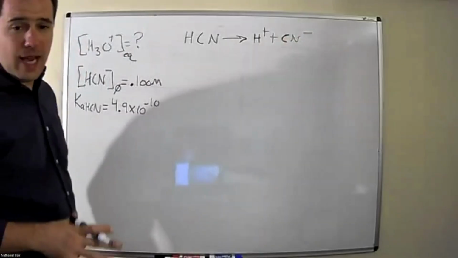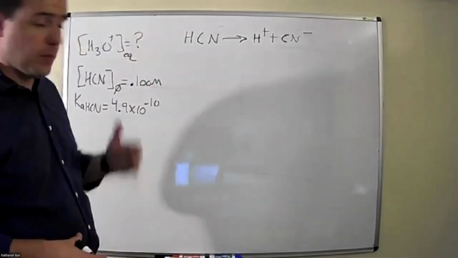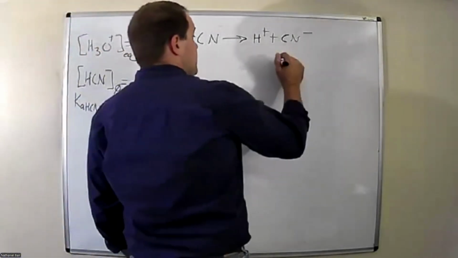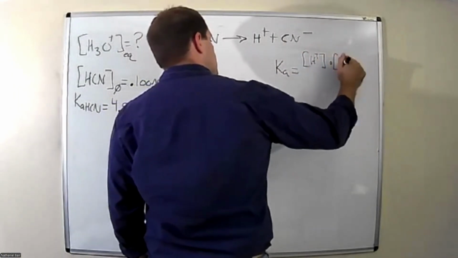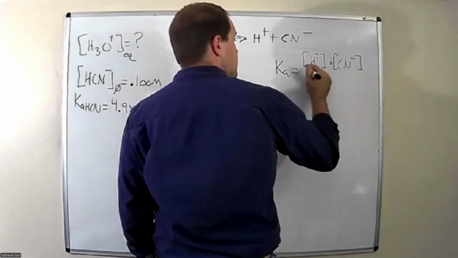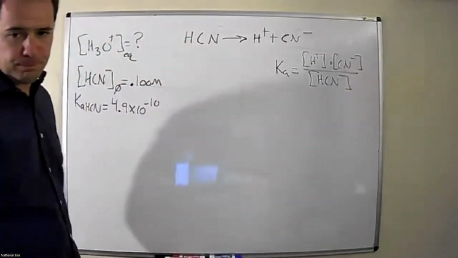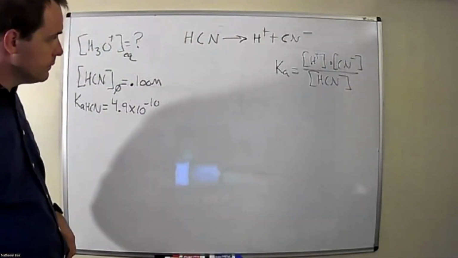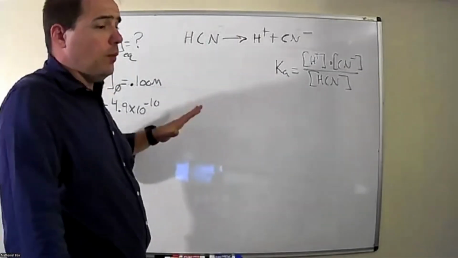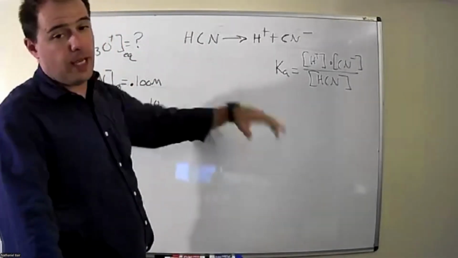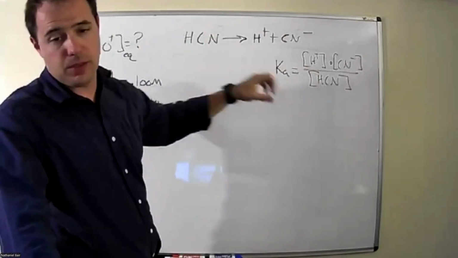Once we do that, we can write a mass action expression. So step one, dissociation equation. Once you have that, now you can make a mass action expression. The mass action expression is going to be Ka equals the H plus ion concentration times the cyanide ion concentration, CN minus, divided by the HCN concentration, just like that. And then once you have the mass action expression, we can make our ICE table. It's just like back in that unit 13: mass action expression, ICE table. Well, now it's dissociation equation, mass action expression, ICE table.